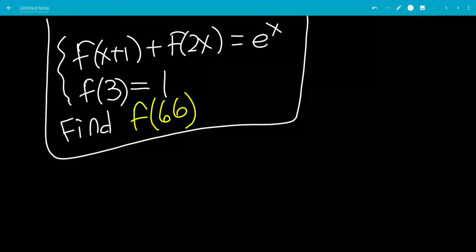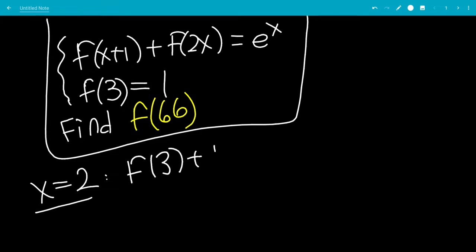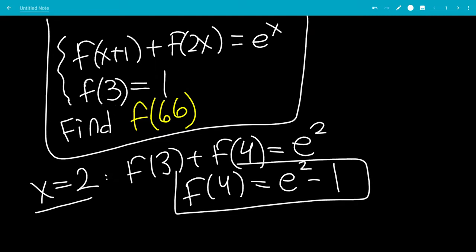The first thing we're going to do is set x + 1 = 3, so that means that x has to be 2. Plug that in, you get f(3) + f(2 times 2), which is f(4), equals e squared. So now f(4) will be e squared minus f(3), which we know is 1. So this is the first value we get.